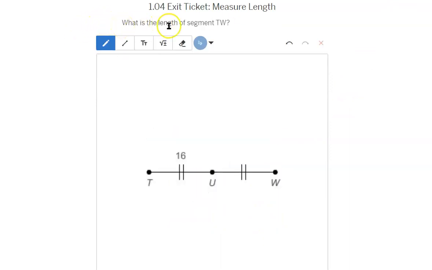Next question, what is the length of segment TW? A couple things I want to point out here. Number one, we have segment TW, which is right here. We also have these 2 tick marks. These are called tick marks. That tells me that this segment of the line and this segment of the line are equal to each other. So all I have to do is say 16 plus 16, which is, yes, you've got it, 32.